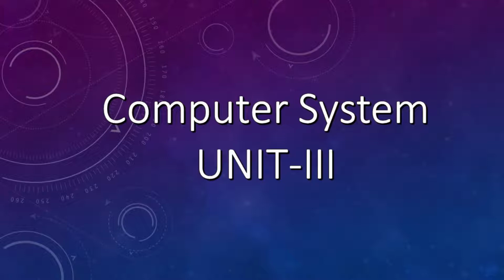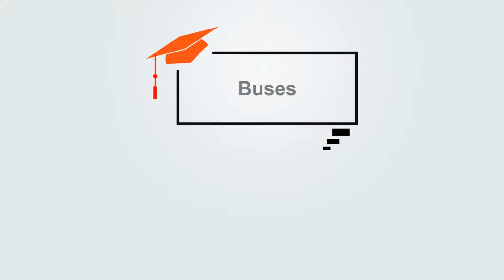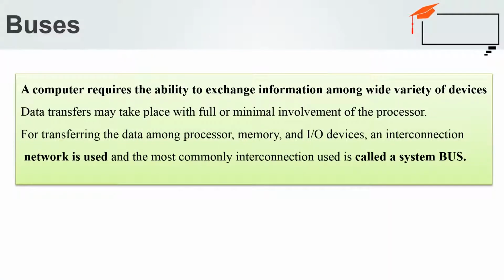Hi, if we want to move from one place to another, we need some mode of transport like a bicycle, bike, car, train, etc. In the same way, a computer requires the ability to exchange information among a wide variety of devices. Data transfers may take place with full or minimal involvement of the processor.